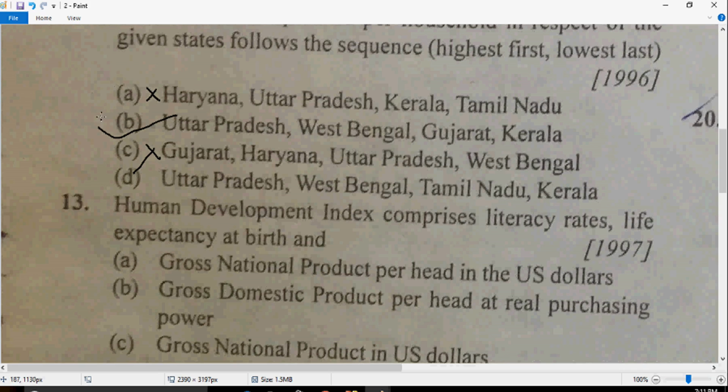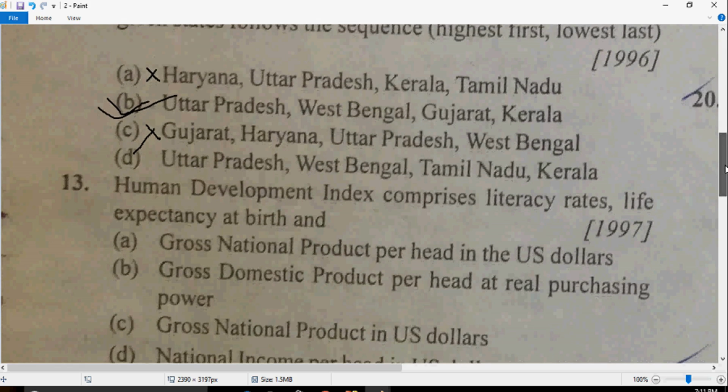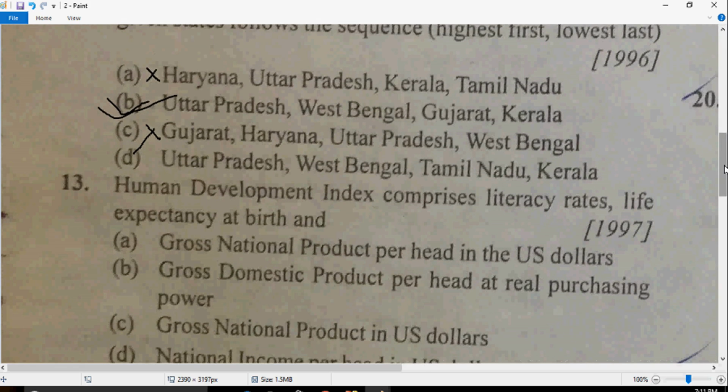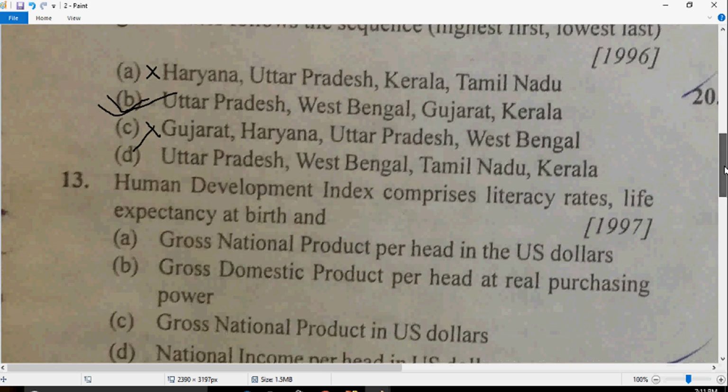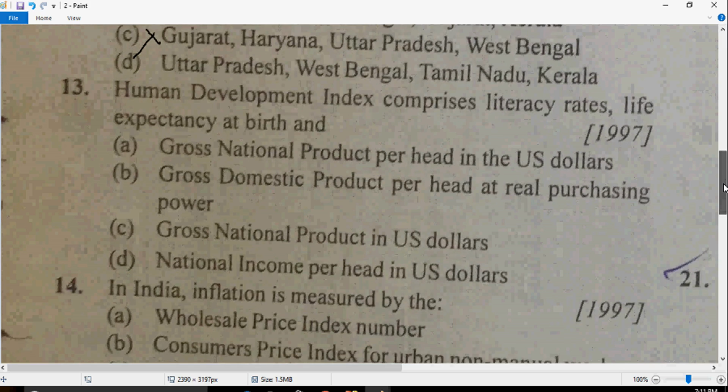So definitely B is going to be the answer. The population is stabilized in Kerala, and there is no doubt. So that's why B will be the correct answer here.